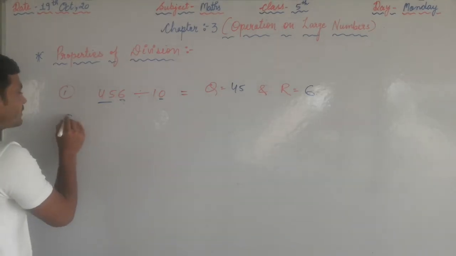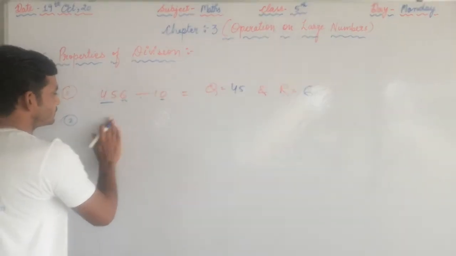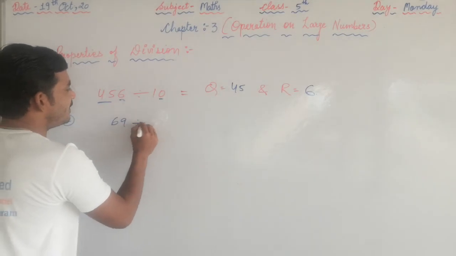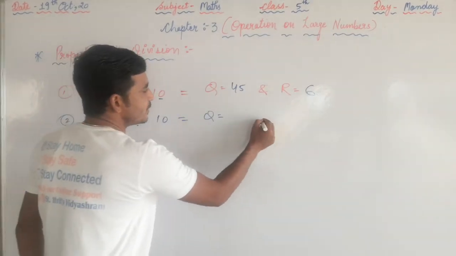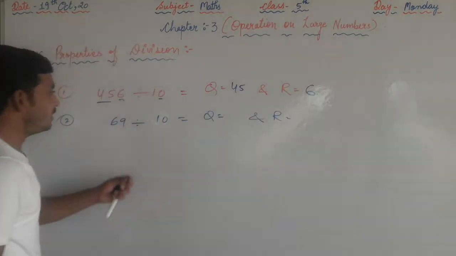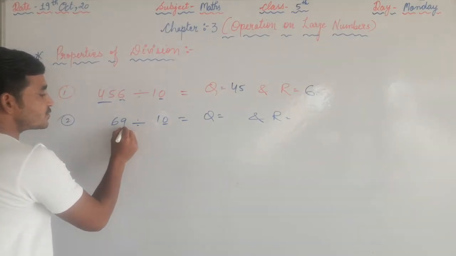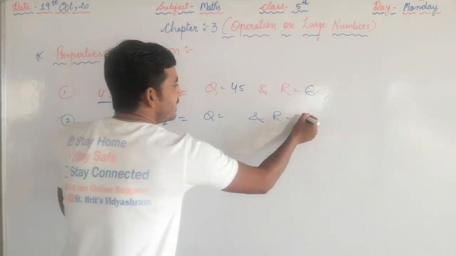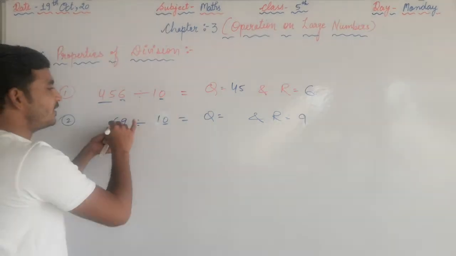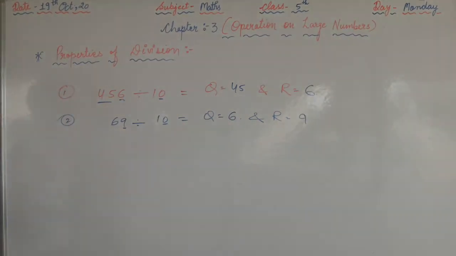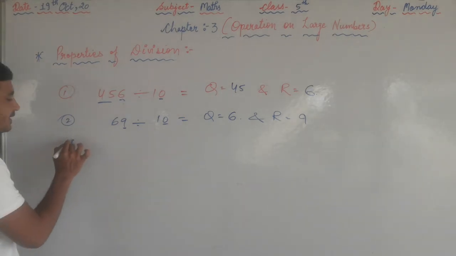Now see here one more, 69 divided by 10. You have to find the quotient and remainder. See here, 1 zero is there, so take the last digit. The last digit is the remainder, and the remaining is the quotient. Remaining 6, 6 is the quotient. I hope you understand.